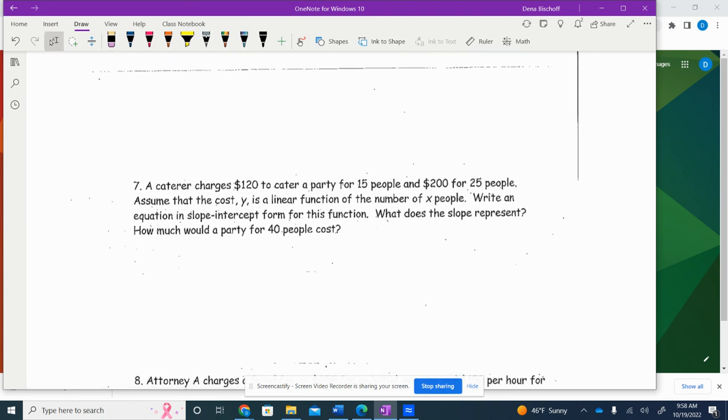A caterer charges $120 to cater 15 people and $200 for 25 people. This looks like ordered pairs. 15 people cost $120 and 25 people cost $200. So we have ordered pairs. So the first thing I need to do is figure out an equation. So first, you are going to calculate your slope.